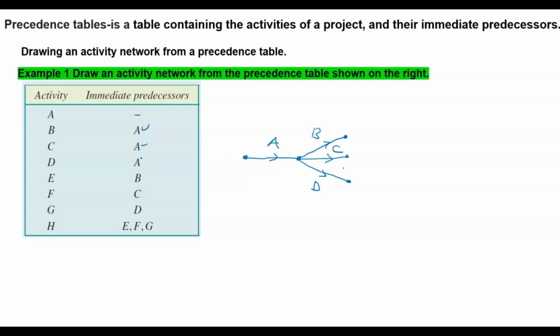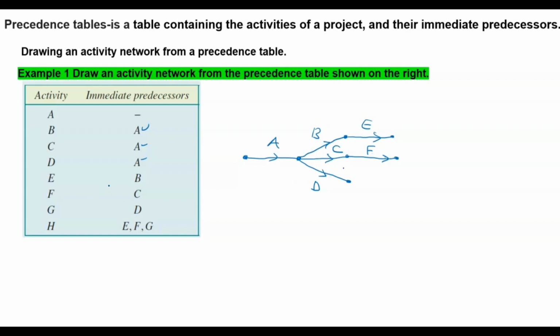So this is done, that's done, that's done. So the next thing is letter E. So E happens after B. So you put it there. E, put your node there. And again, you have to do C, F. It is right after C. So the immediate predecessor, the activity you have to do before activity F, is C.